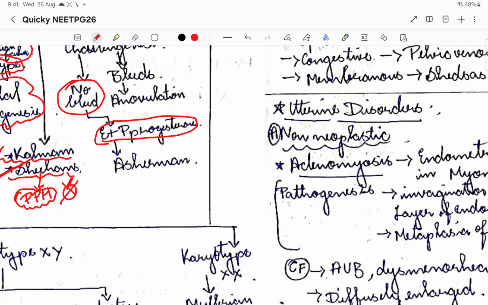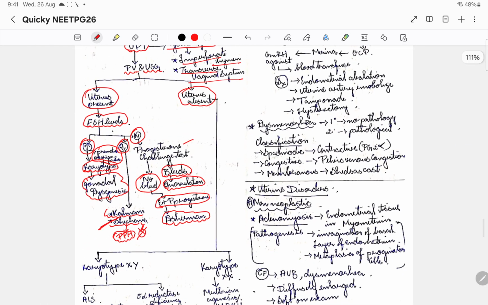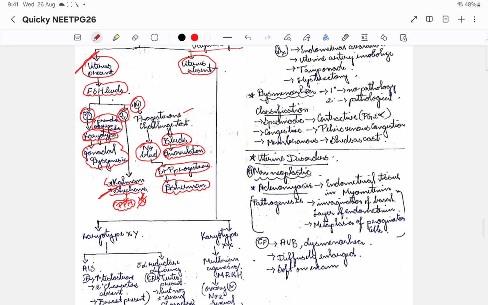Even then, if it is not happening, it is going to be Asherman syndrome, which is adhesions in the uterine cavity. Suppose after giving progesterone the patient bleeds, then anovulation has caused this amenorrhea. This is how you diagnose if the uterus is present. All these things you are supposed to do in the investigation. This is what a gynecologist does when amenorrhea is suspected. Now suppose I do USG and there is no uterus. Okay, absent uterus is there.